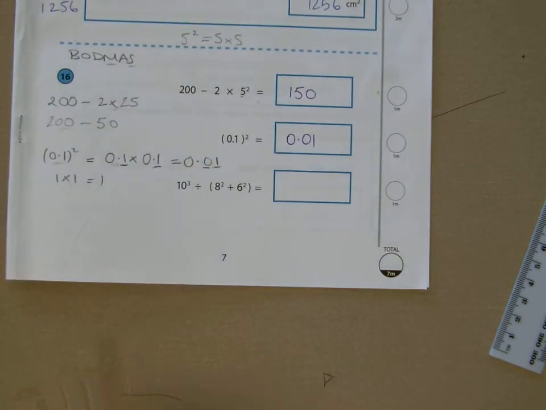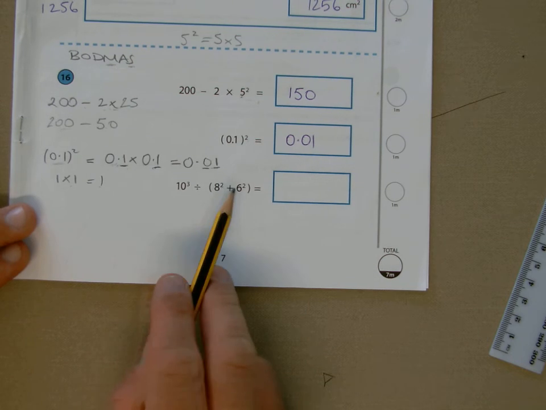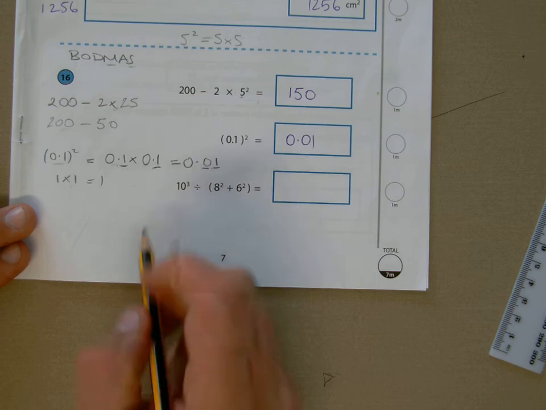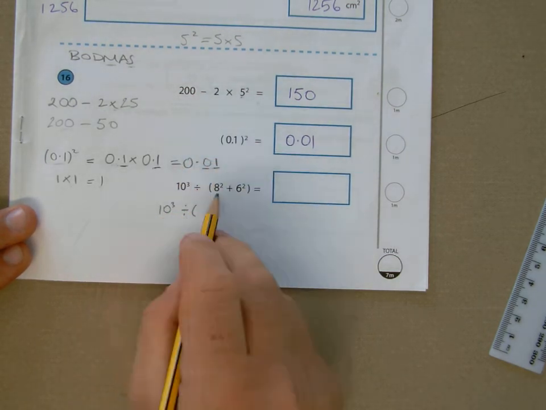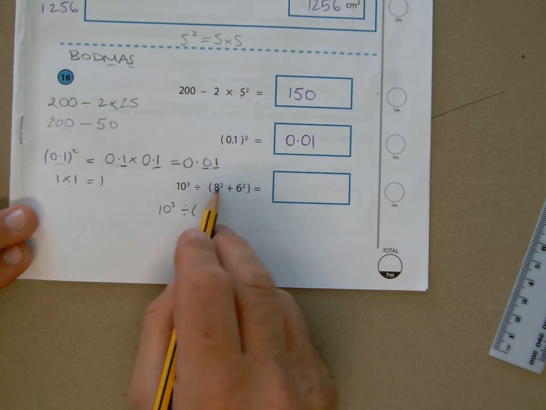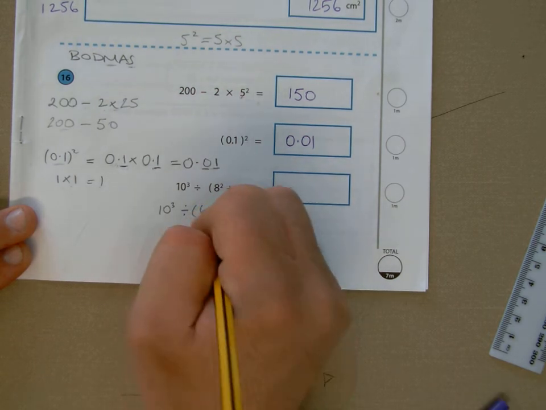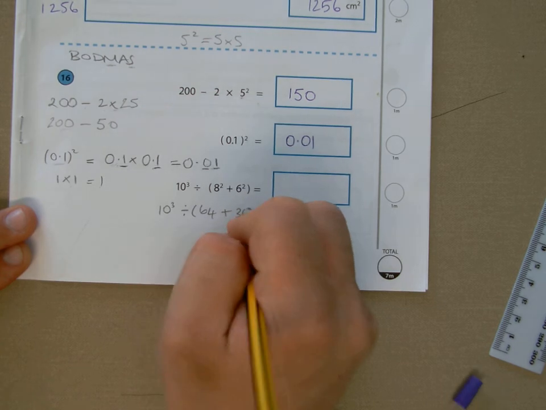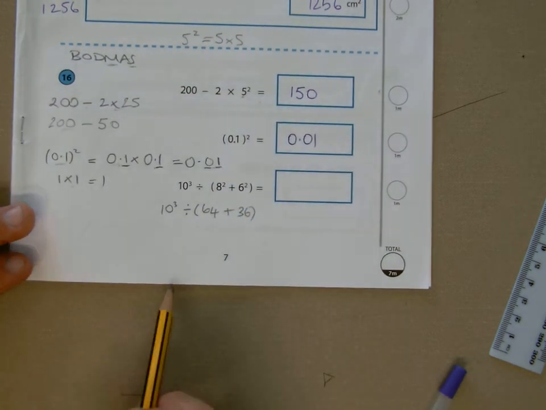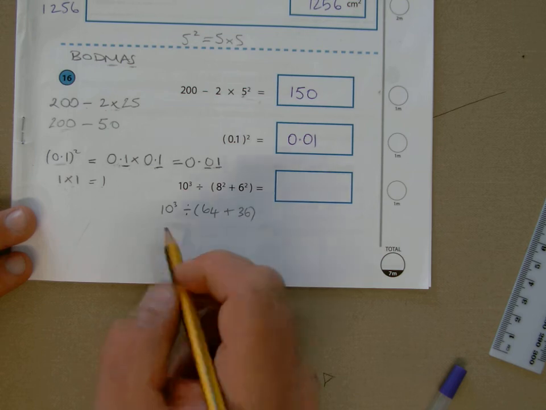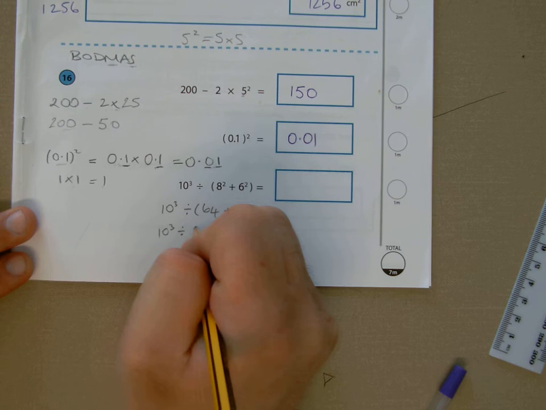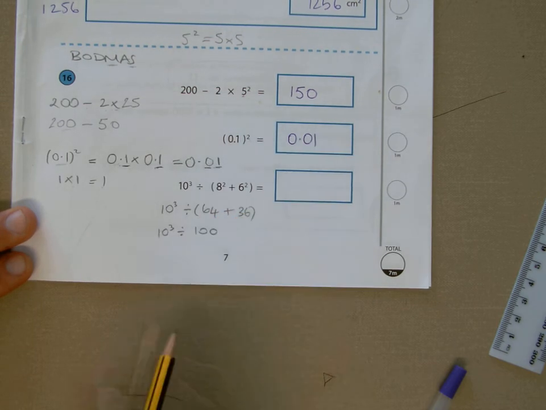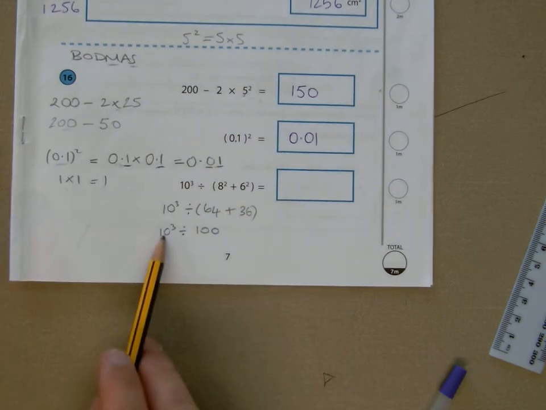When it comes to the last one, yes, you've got a bracket here, so we need to work out inside the bracket first. And remember, squaring here, so we can leave that maybe as 10 cubed. Squaring is times by itself, so 8 times 8 is 64, 6 times 6 is 36. So work that out to start with, the square of them. Then we'll add in these brackets. If you add them, it's actually 100, and the bracket disappears. And then we need to know what 10 cubed means.